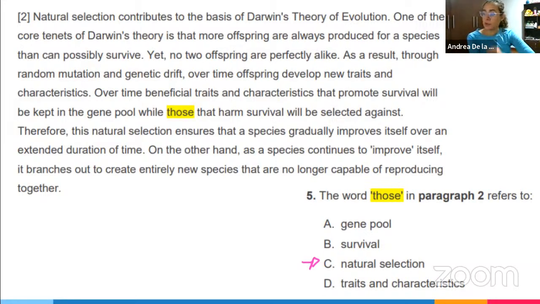Now, if you look at the options, gene pool is singular. Survival is singular. Natural selection is also singular. So actually, the only possible answer to this question is traits and characteristics, because it's the only plural noun, right? The word those has to be referring to something plural. And the only plural option that we have is option D, traits and characteristics. All of the above are singular. So in this case, traits and characteristics will be the correct choice.